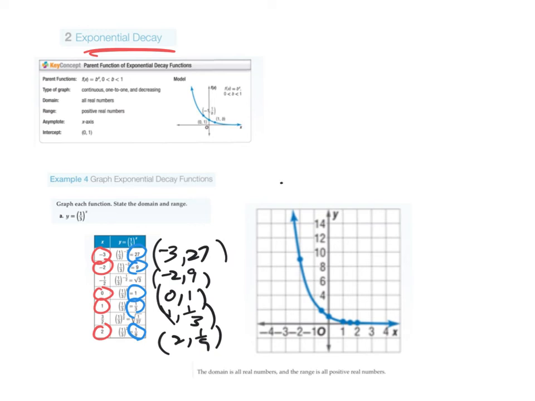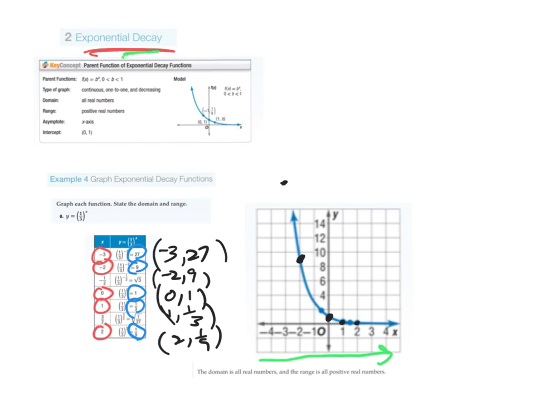So there's our ordered pairs that we can graph, which they've done for you. -3 and 27 is up here somewhere. -2 and 9 right there. 0, 1. 1 and 1/3 is very close to 0, and 2 and 1/9. And you see how it goes down. So now when the graph is going down, it's decaying. So it starts off really high, but it goes down low. So that's why it's called an exponential decay.